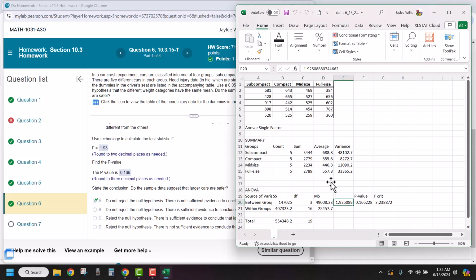So that's how you do an ANOVA test. If you have any questions, please let me know, but I hope that this was helpful for you.